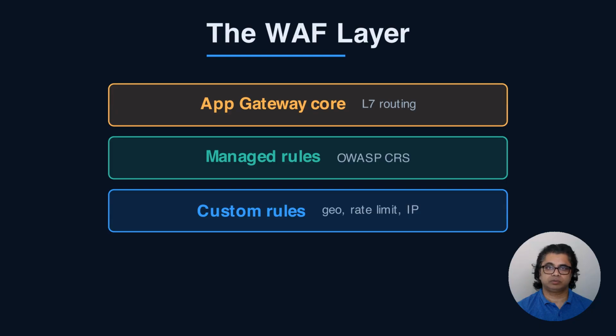On top of managed rules, you add custom rules for things like geo-filtering, rate limiting, and IP allow or block lists, plus per-rule exclusions to kill false positives. The key thing to remember: Application Gateway's WAF inspects traffic regionally right before it reaches your backend.